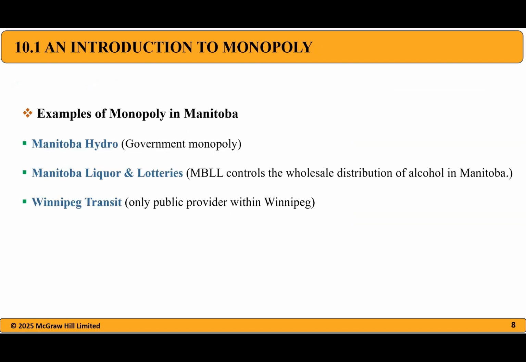Here are some examples regarding Manitoba. Manitoba Hydro is a government monopoly, completely government supported. Manitoba Liquor and Lotteries controls the wholesale distribution of alcohol in Manitoba. You may find some stores that sell liquor or lotteries, but these are all controlled by the Manitoba government. You can also think about Winnipeg Transit. There is no close substitute of Winnipeg Transit here. Only Winnipeg Transit is the sole provider of public bus.